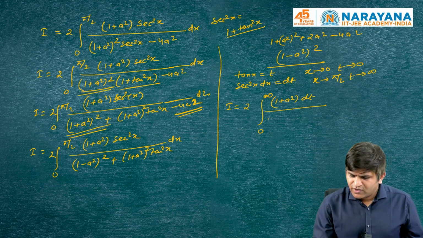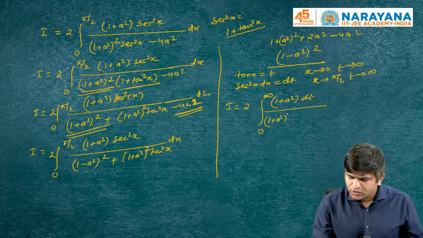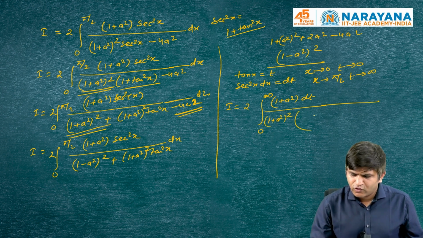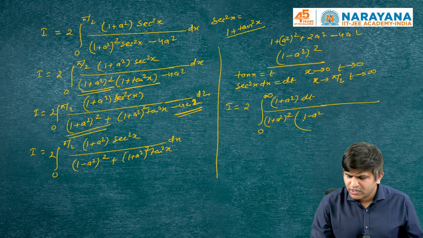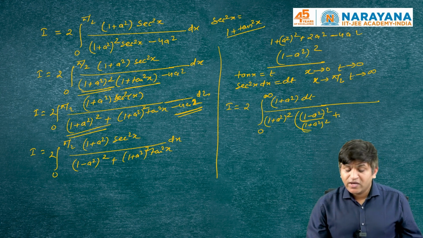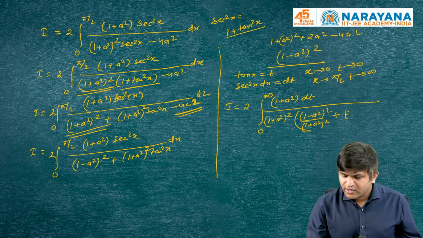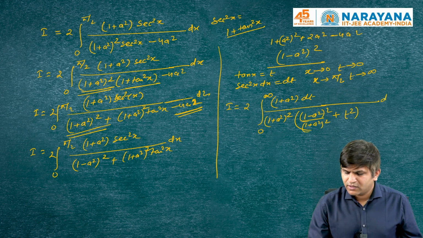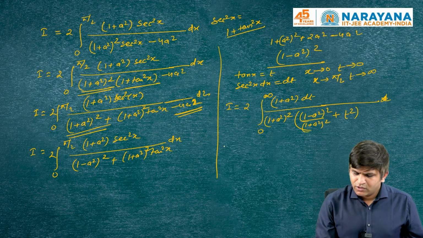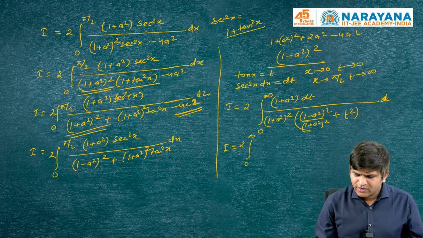Okay, so if we take (1 + a²)² common in the denominator, what we are going to get is (1 − a²) upon (1 + a²)², plus we are replacing tan x as t, so we are getting t², and that is dt we have already written. So now we have I equal to 2 ∫ from 0 to infinity.